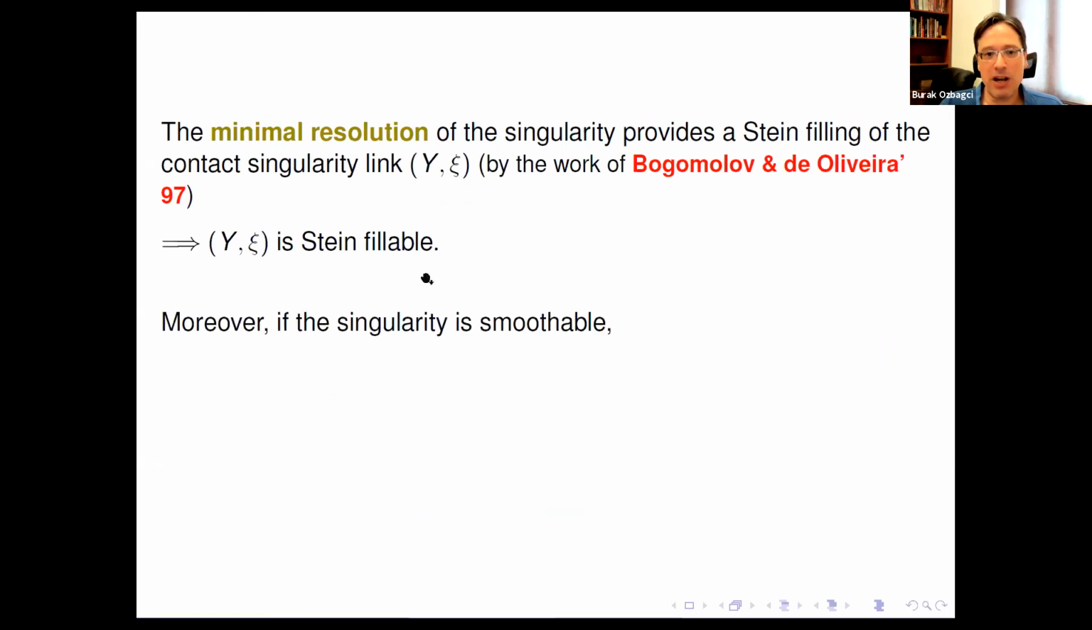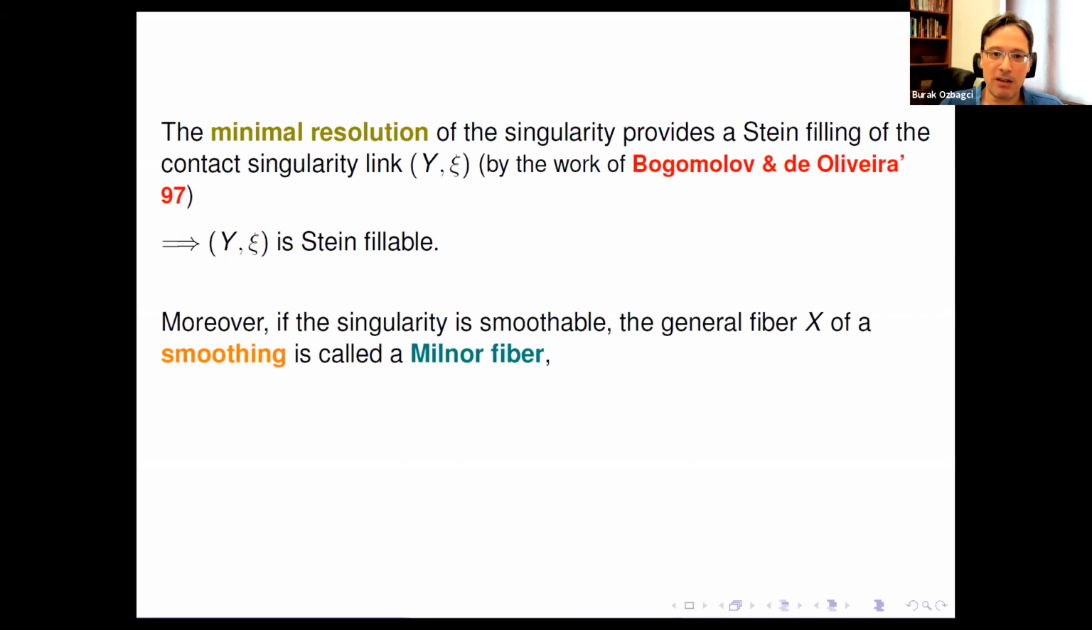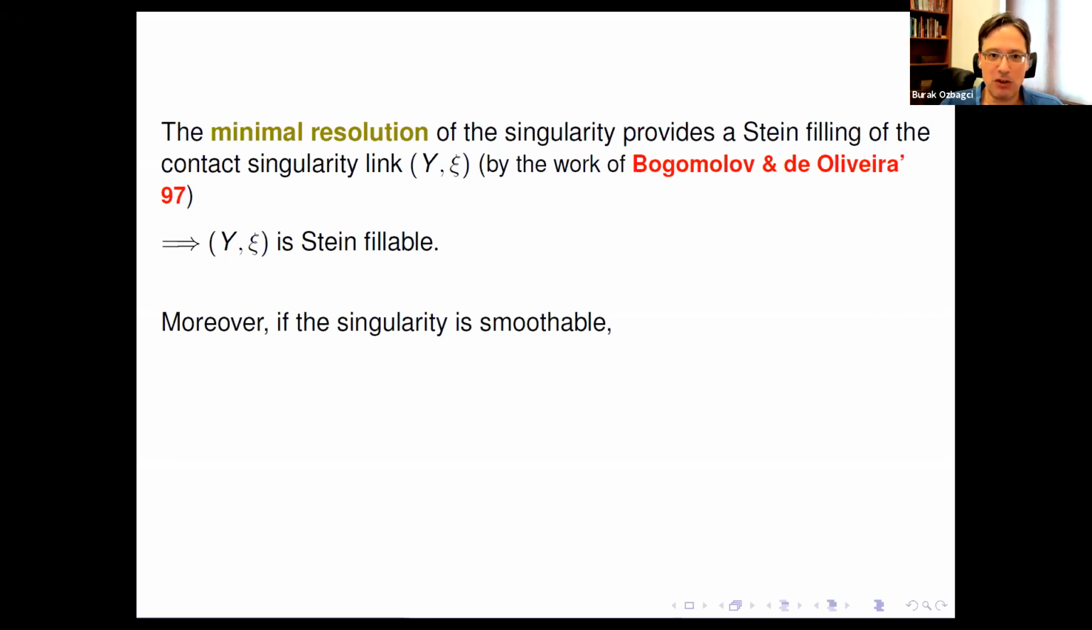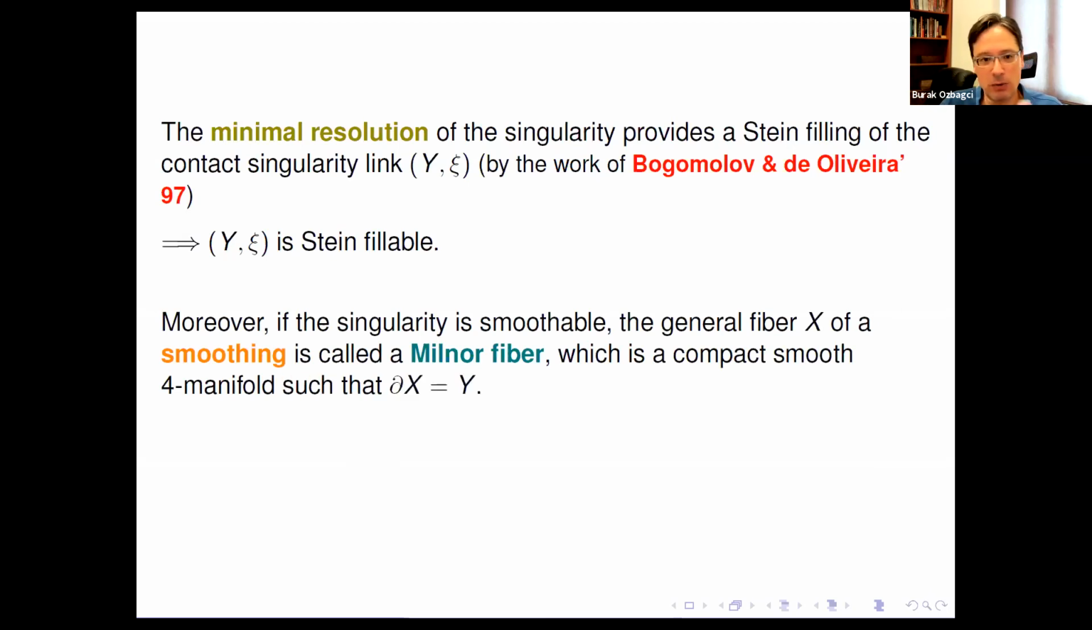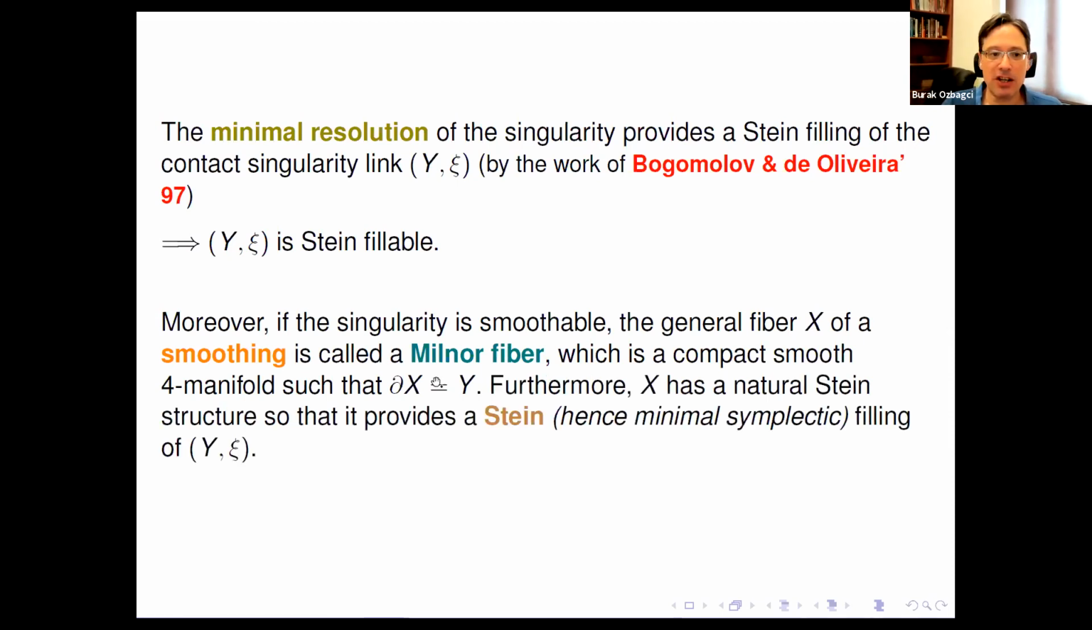Moreover, if the singularity is smoothable, it's a very long discussion what this means, but if you can deform the singularity so that the surface becomes smooth, then the general fiber X of a smoothing is called a Milnor fiber, which is a compact smooth 4-manifold such that the boundary of X is equal to Y. Furthermore, X has a natural Stein structure so that it provides a Stein, hence minimal, symplectic filling of Y, ξ.